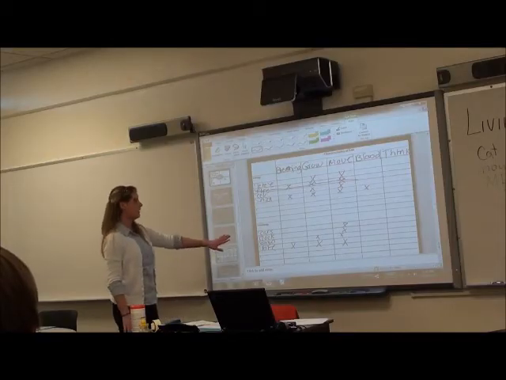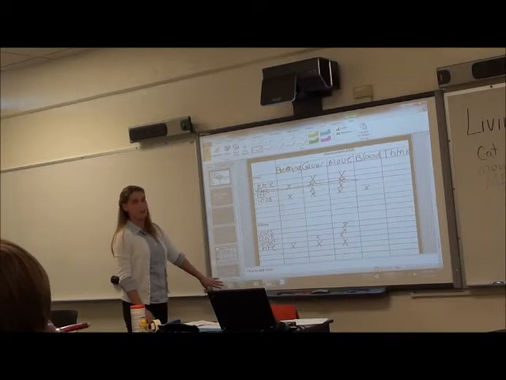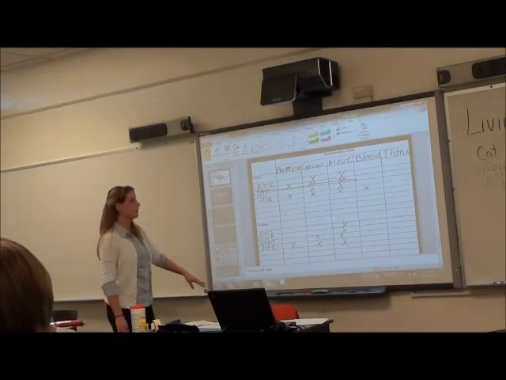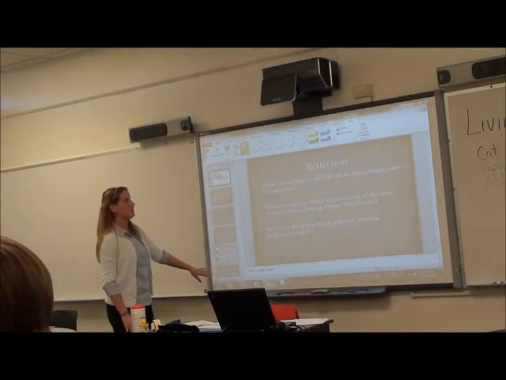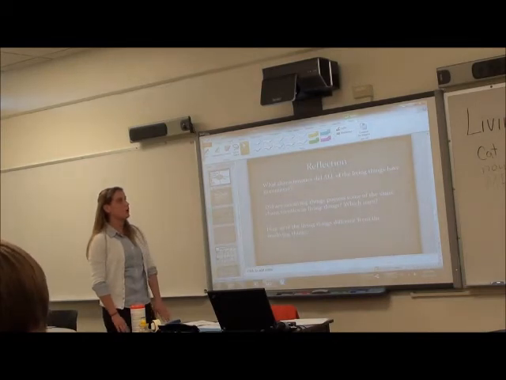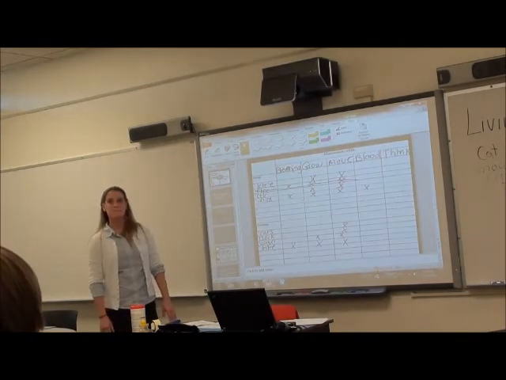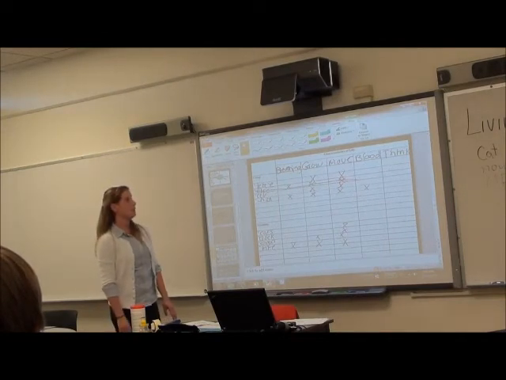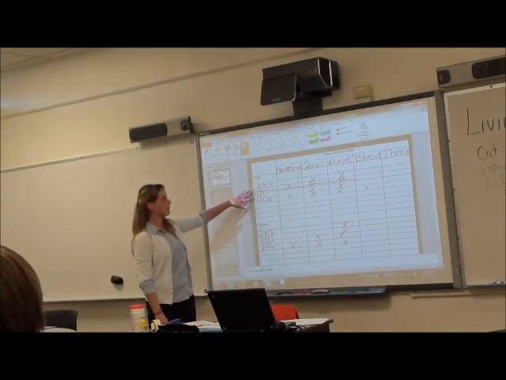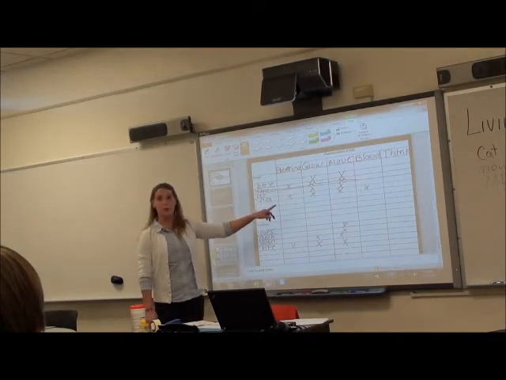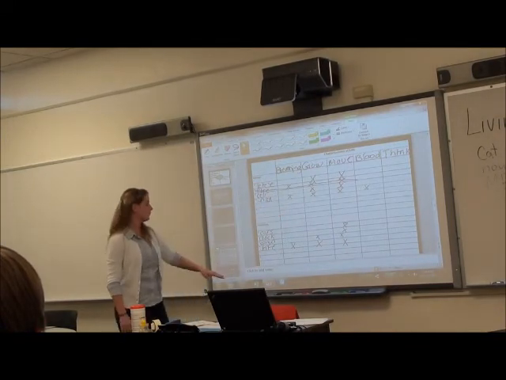So now looking at these characteristics, we have some questions that we're going to reflect on to kind of analyze our data. So the first question I have is, what characteristics did all the living things have in common? So looking at our chart, growing and moving. Very good. So you can see that these three examples, they all grow and they all move.